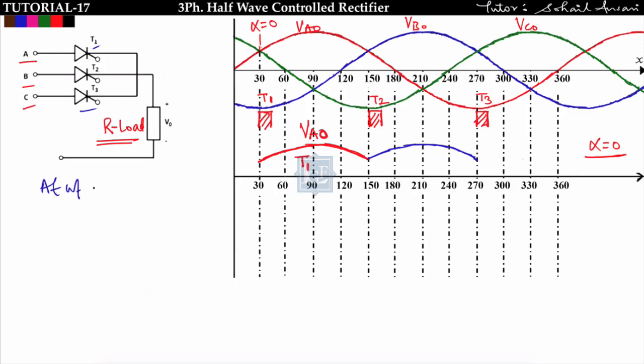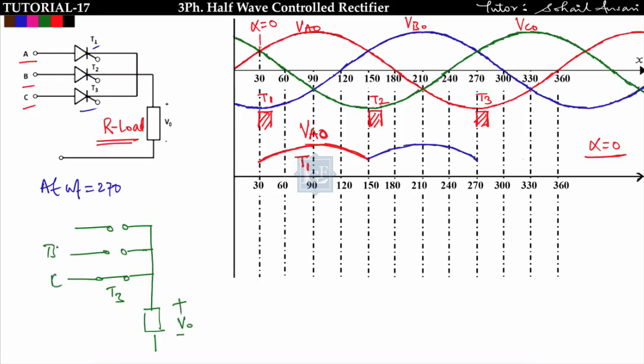See, at omega t is equal to 270, I am triggering this thyristor T3. So when this thyristor T3 is triggered, then T3 will be short circuited. And the moment when T3 is triggered, then T2 will be open circuited and T1 is already open circuited. These two will go into the reverse bias. And here load is connected like this. This is the V0. Okay. This is C terminal, this is B terminal and this is A terminal, this is O.